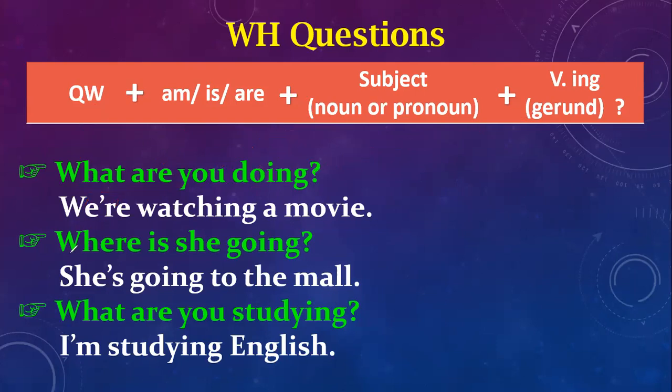The next example, where is she going? Where, here the question word, is the auxiliary verb, she the subject, then going is the gerund. And the answer, we remove where, we start with the subject, she, then the auxiliary verb is: she's going to the mall. She's going to the mall. This is the answer. Okay, you get it?